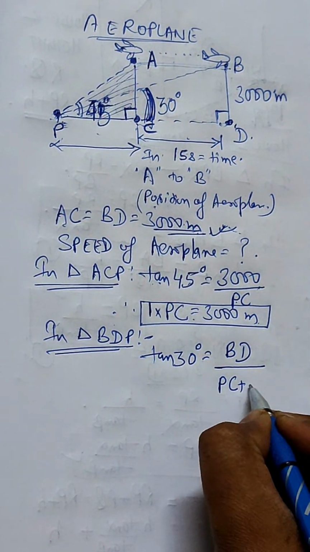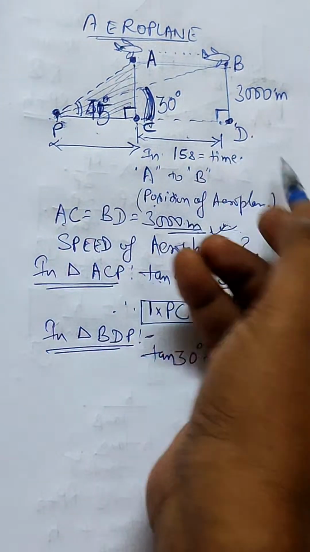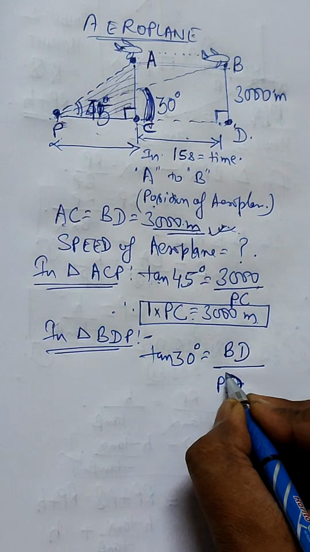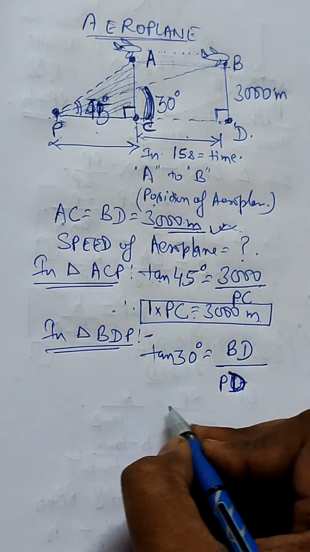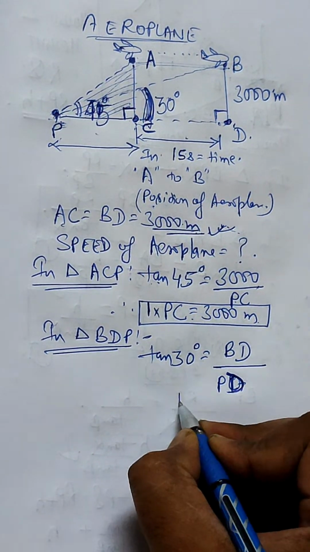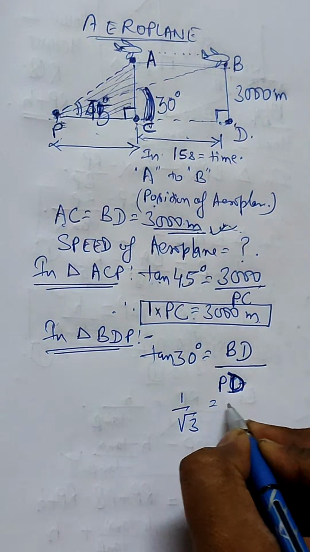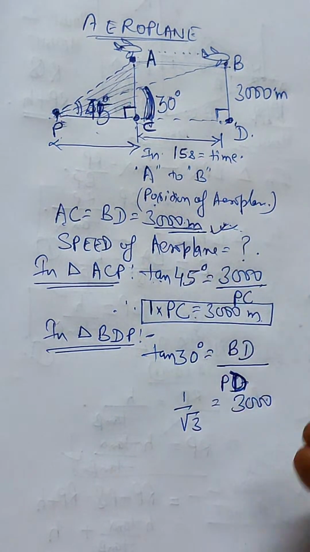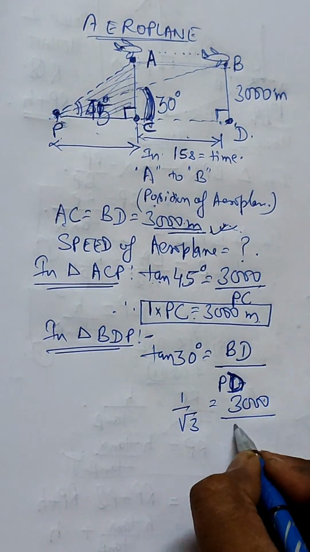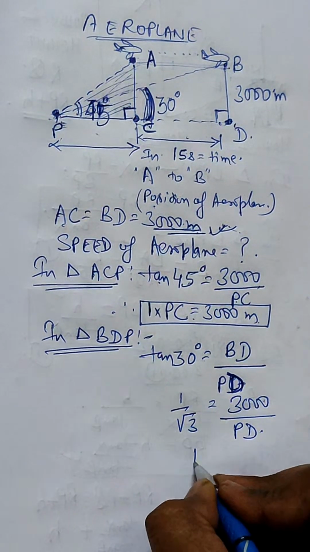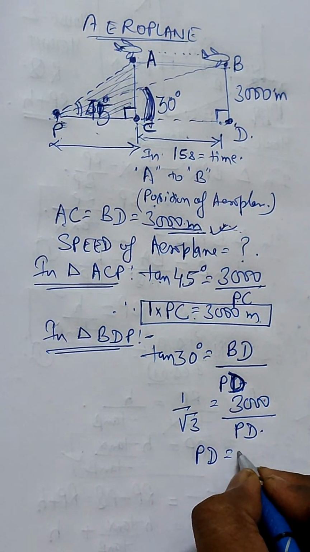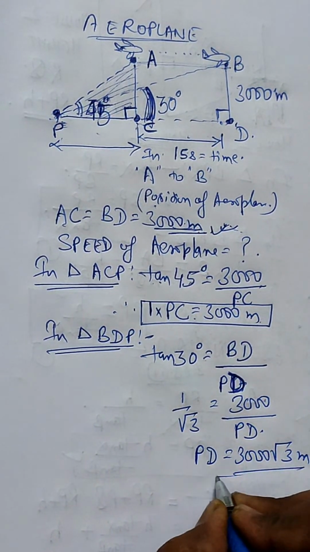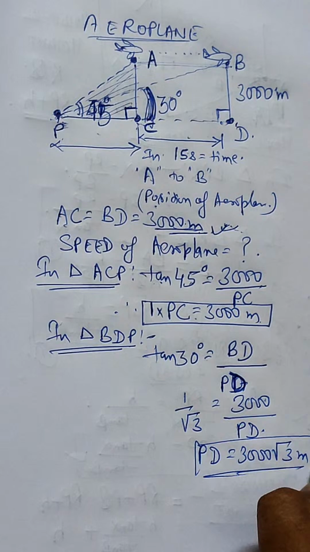PC plus CD, or you can directly write PD, right? Now, the value of tan 30 degree is 1 by root 3, which is equal to BD over PD. BD is 3000. You can see over here 3000 divided by PD. So this will give you the value of PD as 3000 root 3 meter, right? The value of PD is calculated over here.